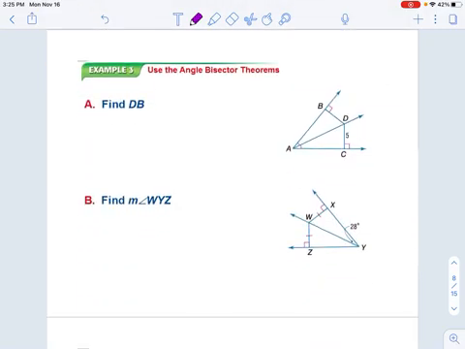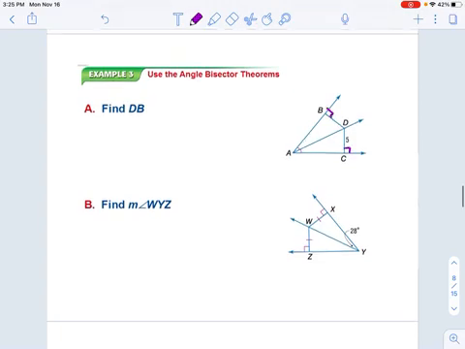All right, so we're going to use that idea. I see these 90s, that means we have a perpendicular distance, and we have these congruent, which means that these guys are congruent, making DB 5 units long. Similarly here, but now we're using the converse of the angle bisector theorem. These two must be congruent, so the measure of WYZ is 28 degrees.